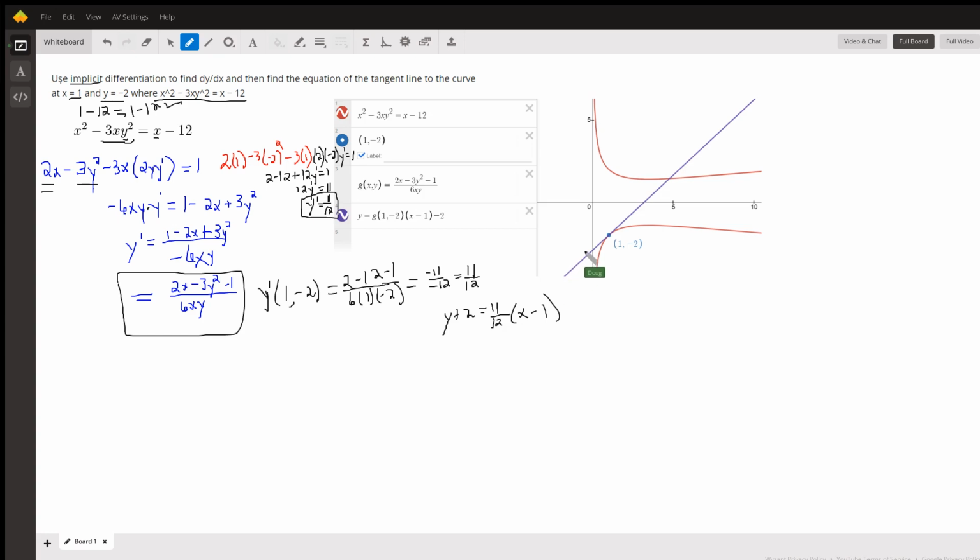Okay, so there's a graph of the function, the graph of the tangent line, passing through the point (1, -2). There you go.